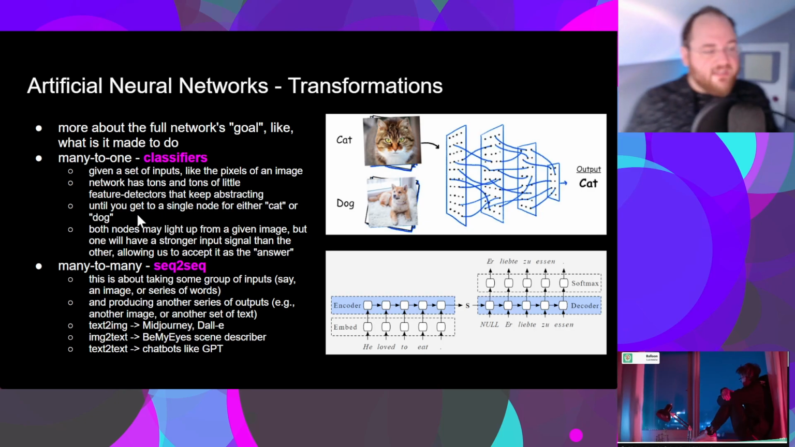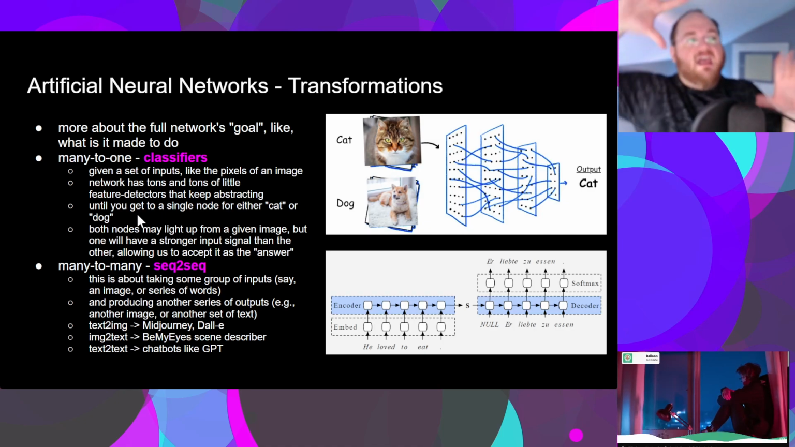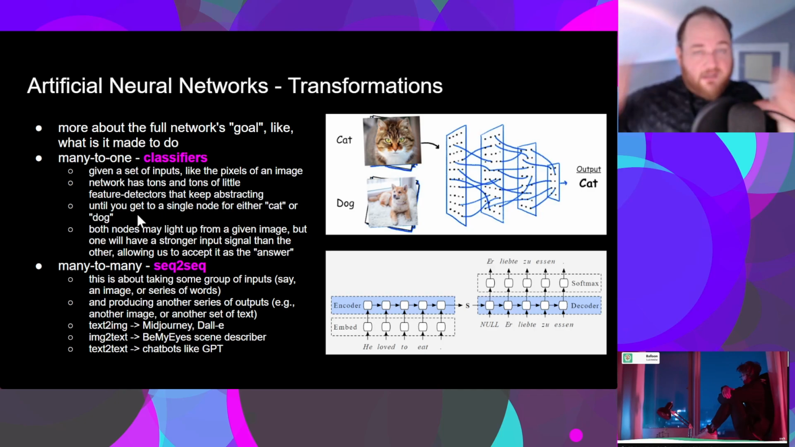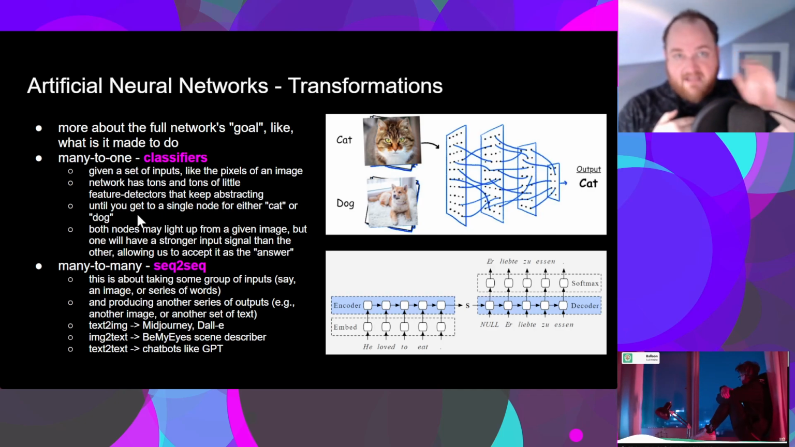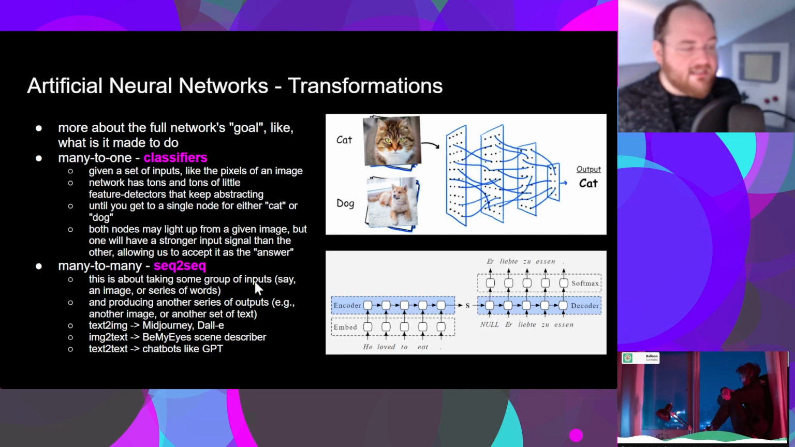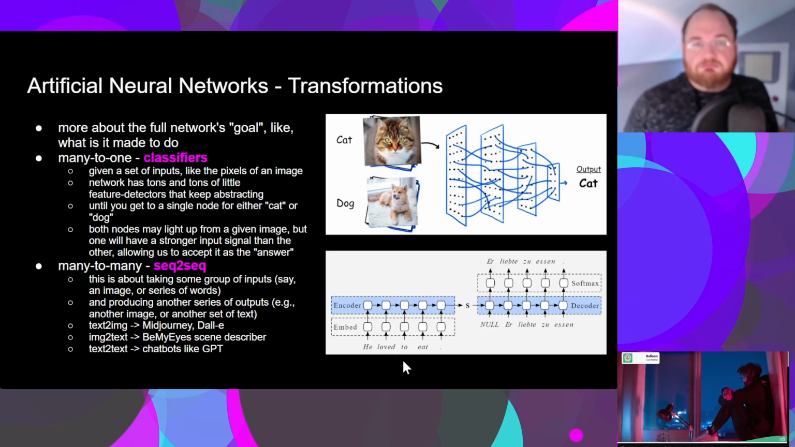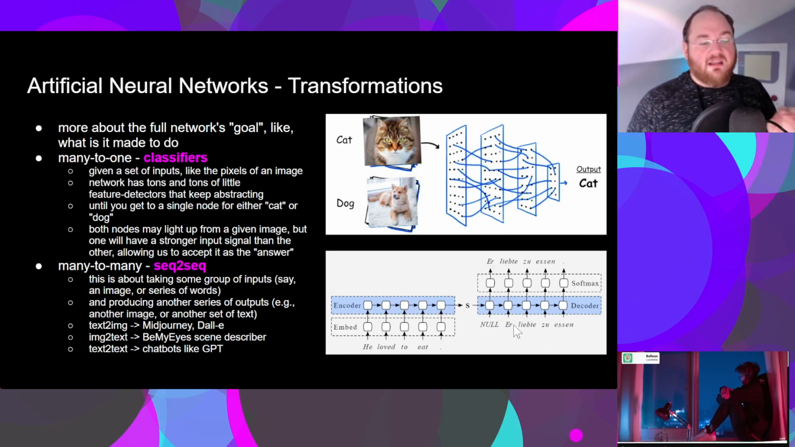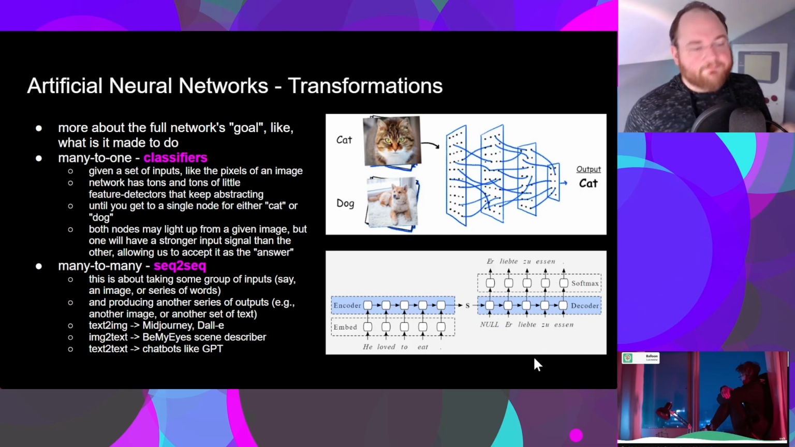Image to text, so things like the Be My Eyes scene describer will take a bunch of pixels and then turn that into an output sequence of text, right? Text to text, so like chatbots like GPT, you give it a prompt, it gives you an output of text, right? Or in this example down here, translators, right? Automatic translation tools are many to many. They are a sequence of one language, goes into a bunch of networks and gets all chopped and smushed, moved around, and then it gets translated out to a different language.